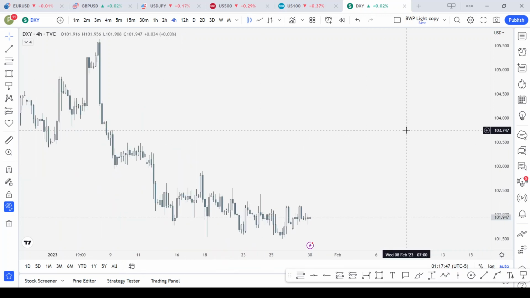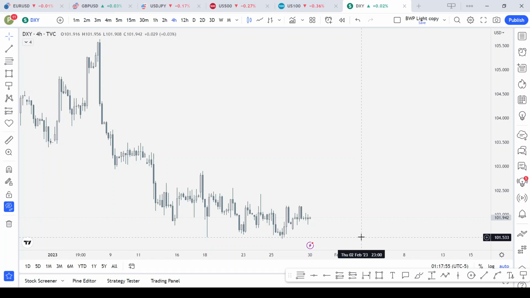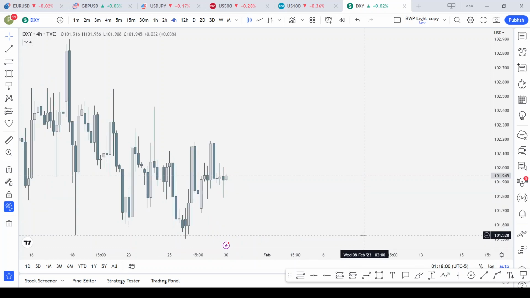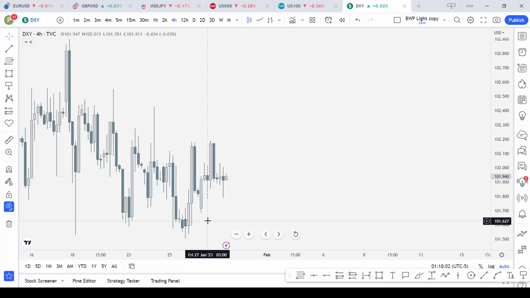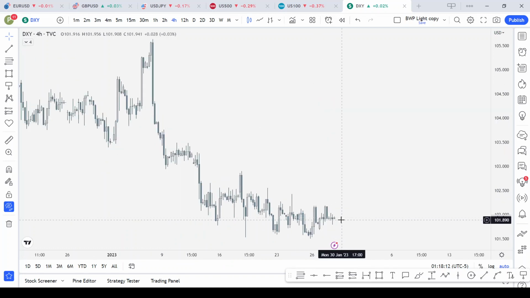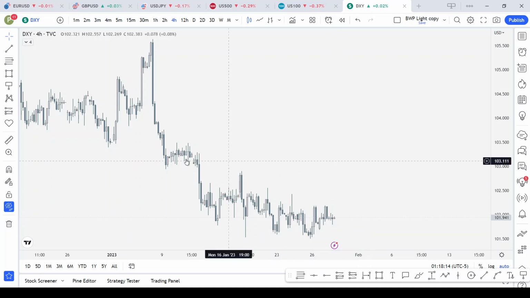DXY looks bullish to start the week, in my opinion. I think this looks bullish. Okay, take out this high. I think DXY is very likely, is highly likely to expand to this fair value gap.